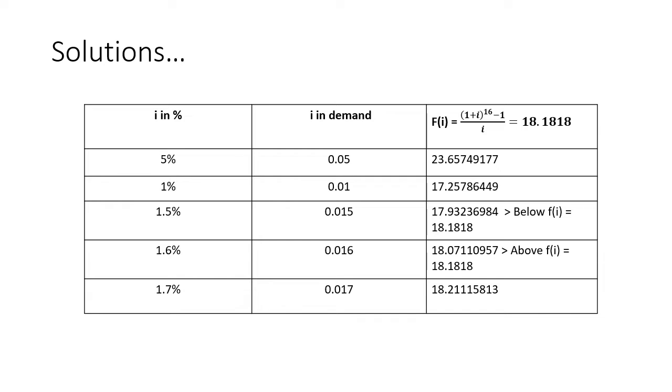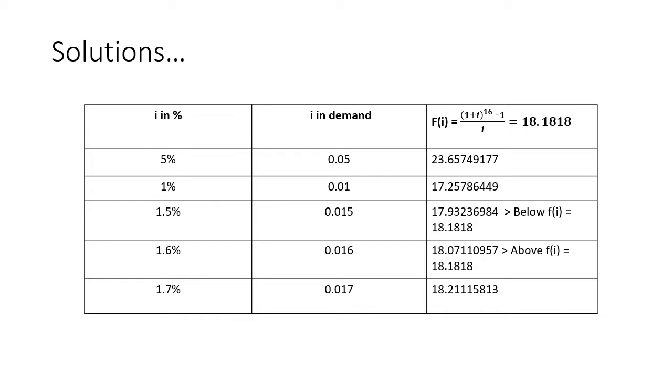Here I've drawn a table where the first column is interest rates in percentage, the second column is interest rates in decimal, and the third column is where I have the equation and where each interest rate is substituted in place of I to give us the following values. I have guessed a few values that I was familiar with. So I started off with 5%. I substituted in place of I, and I got the value 23.657. This value I will not be using, as it's not the value that I intend to look for.